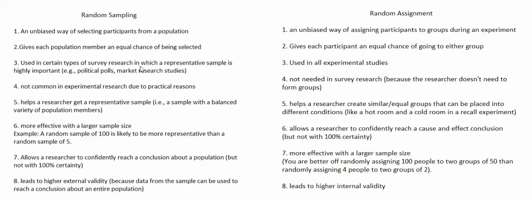Point number 4 about random sampling says that random sampling is not common in experimental research due to practical reasons. So this gets back to how I said that random sampling and random assignment are not usually done together. So in an experiment with random assignment, random sampling is not typically done. In experimental research, it's almost always random assignment only with no random sampling.